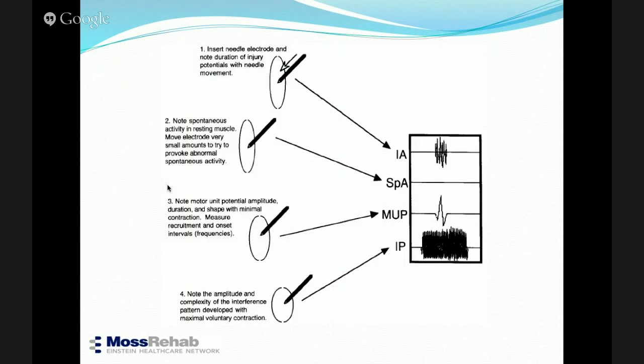So you do a sequence of things. You are going to do insertional activity. You stick the needle in, and then you're going to see the amount of activity. Then you are looking at spontaneous activity, which is at rest. And then you look at the motor unit potential amplitudes with minimal contraction, and you look at the interference pattern or recruitment pattern with maximal contraction. So you're going to look at all of those things, right? During the study.